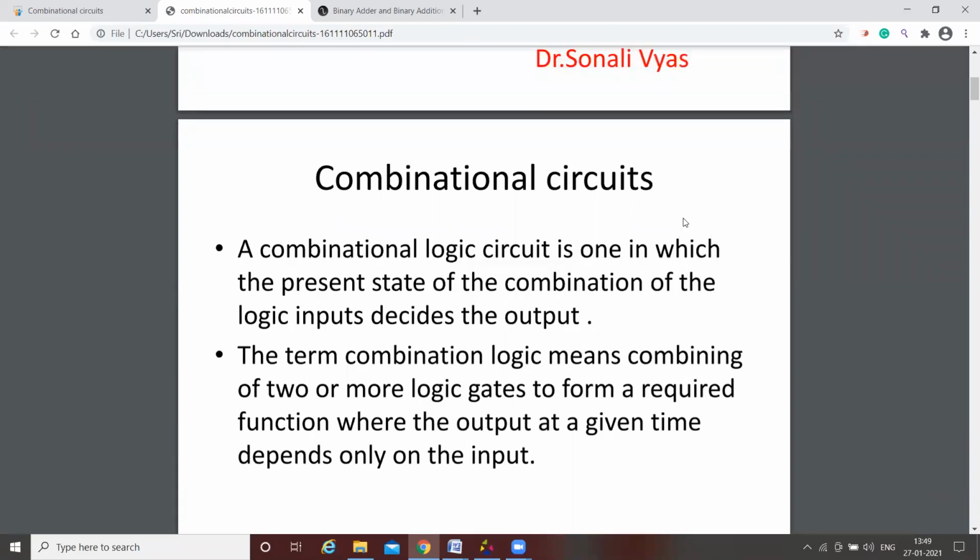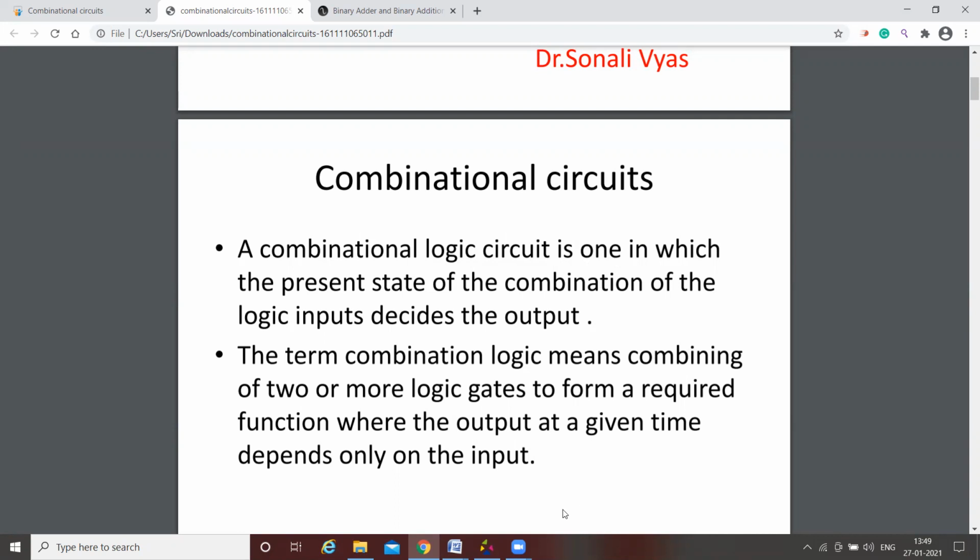Today we'll start a new topic: combinational circuit. The definition of a combinational circuit is that it is one in which the present state of the combination of logic inputs decides the output.